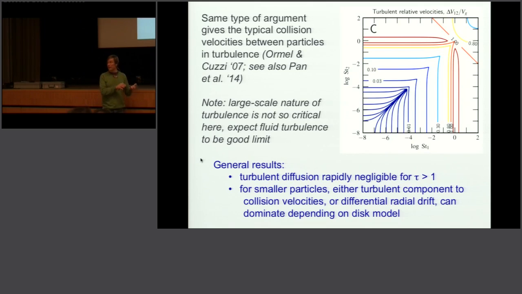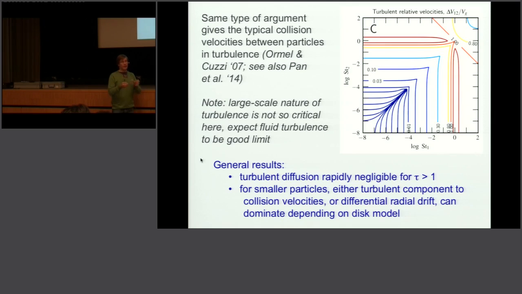That's reflecting the fact that the Reynolds number, the true Reynolds number of the system, is very large, so there's a large-scale separation between the scales on which, say, magnetic fields might be driving the turbulence and the scales on which dissipation will be taking place, which is where these collisions will also be taking place. So the general result found from these kinds of calculations is that turbulent diffusion, as we've already said, is rapidly negligible for tau greater than 1. And if we consider smaller particles, then either this turbulent component to the collision speeds or differential radial drift can be the dominant factor determining the collision velocity.